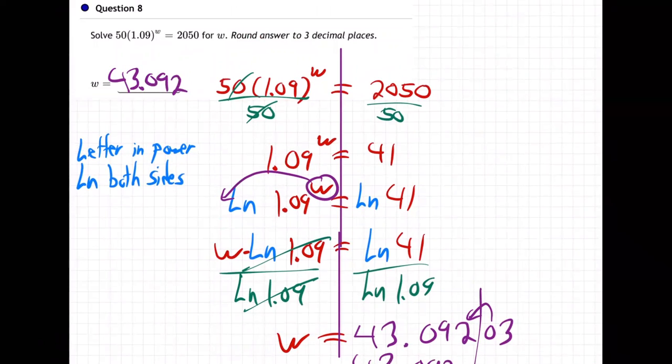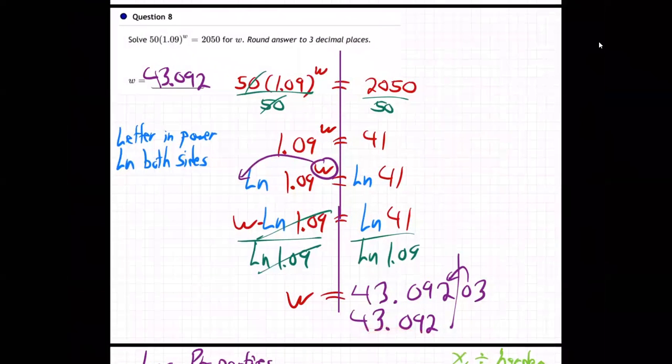So the moral of the story is when you have the letter in power, what's going to get it out of power is take the ln of both sides. You could do regular log of both sides. That'd work just as well. Either one will work fine. Why? Because logs are the opposites of powers. And so when you do that, the log property says the power can drop down to the front. Why can you do that? Because logs are the opposites of powers. And then it's no longer in power, it's just multiplication. So then you can just divide off the ln 1.09, hit the buttons on your calculator, round it to 3 decimal places. And so there we go.